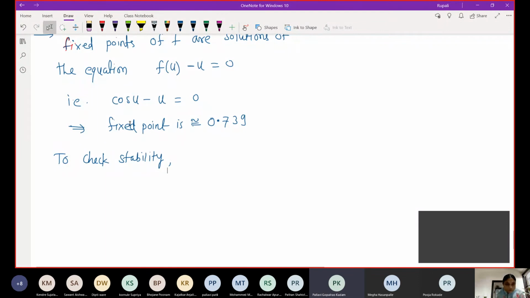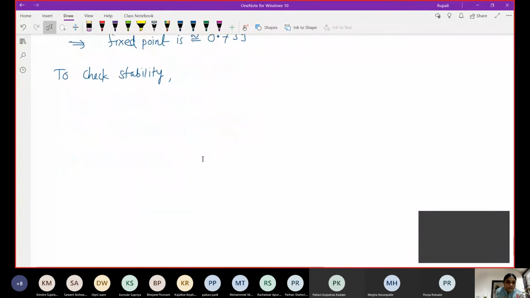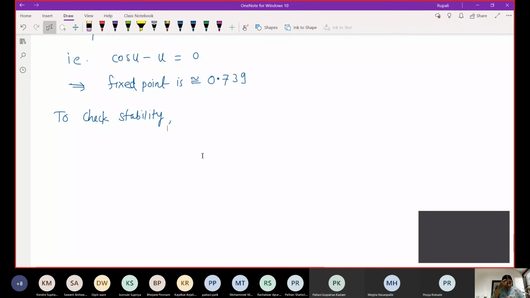I want the value of u for which cos u is equal to u. Cos π/2 is not π/2, so it is not a fixed point. So we have to solve this by numerical methods, like the bisection method, or the Newton-Raphson method also we can use to solve this equation. But here it is not necessary, we just write the fixed point is this one, 0.739. You can check with any numerical method.